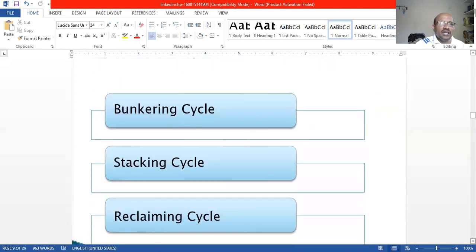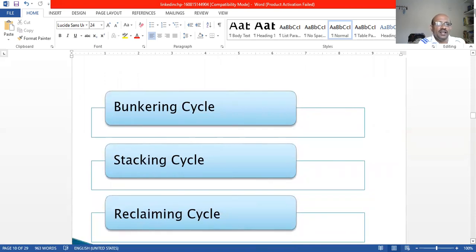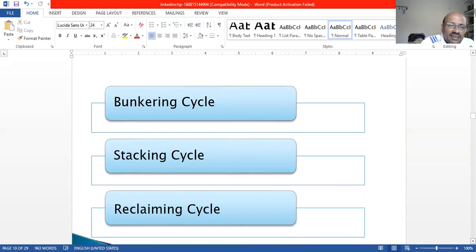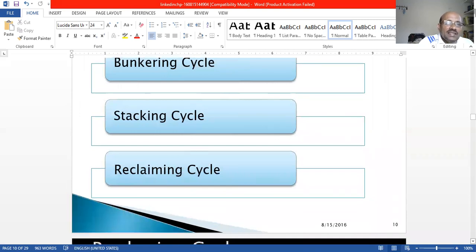Now we will see the operational cycle. What is the operational cycle? Bunkering cycle, stacking cycle, reclaiming cycle. The bunkering cycle we have already seen: after sizing, we keep the entire coal in the bunkers. Then stacking: after that, we want the coal to burn in our furnace, so that is called the stacking cycle. And reclaiming: after using it, recycling has to be done or not. That is called the reclaiming cycle.